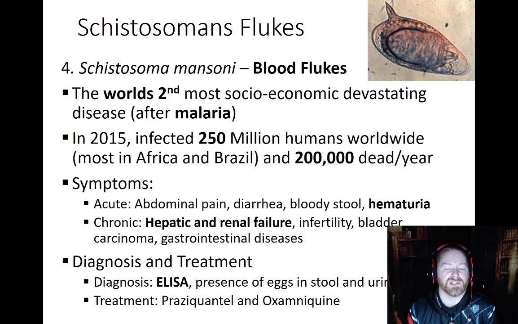So the last one we're going to look at is a schistosome fluke. So this is going to be our blood fluke. So it's the world's second most socioeconomic devastating disease. The first one being malaria. So this guy's actually pretty bad. You do not want to get this.